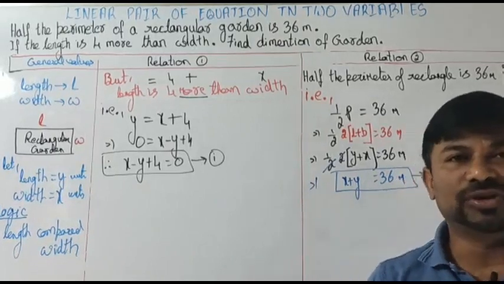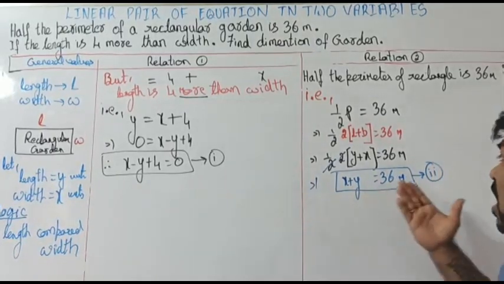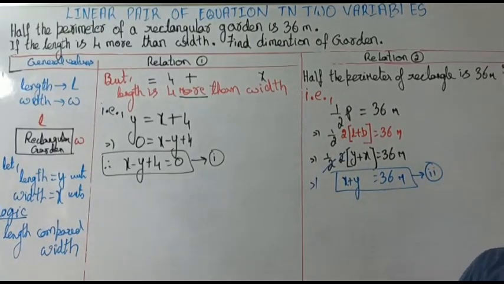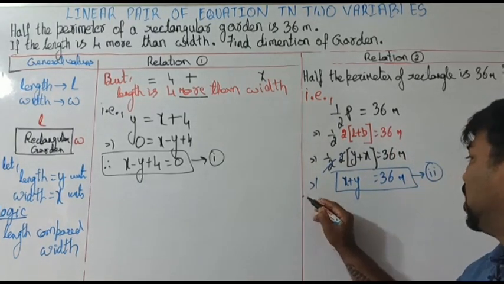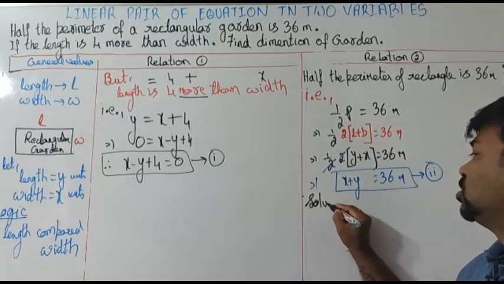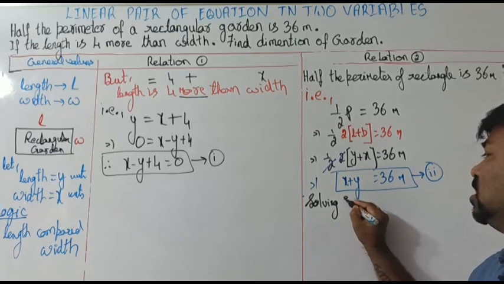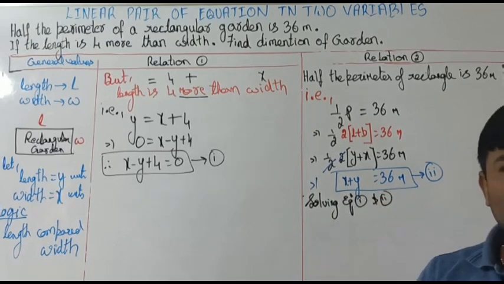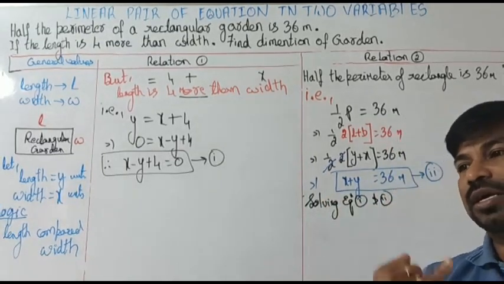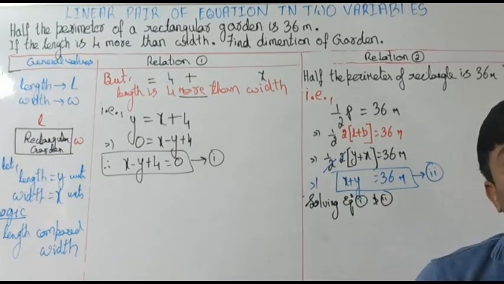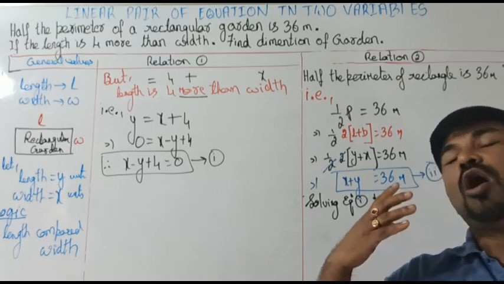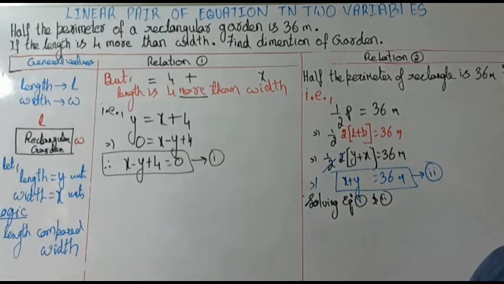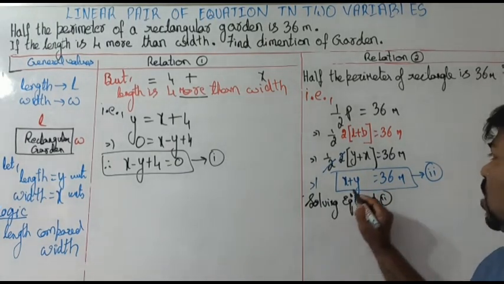So now this is our dream. We are ready with equation 1 and we are ready with equation 2. What is left over now? It's nothing but solving equations 1 and 2. As I said earlier, we can solve using the elimination method, substitution method, reciprocal method, cross-multiplication method, or any other method available for us. Now we are solving equations 1 and 2.